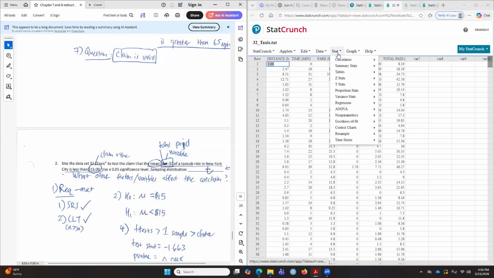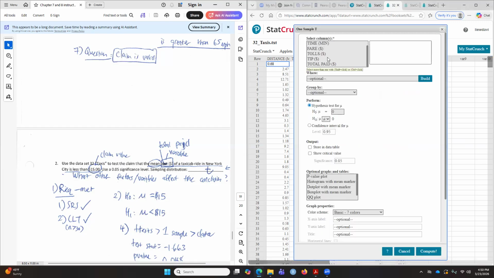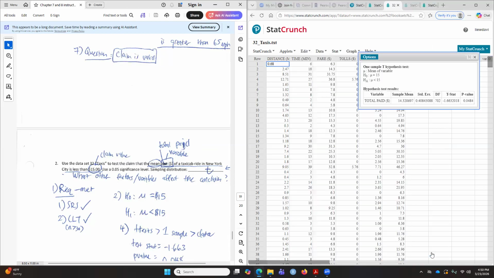So how do we do this? You go under Stat, T Stats, 1 Sample with data, because we have data, and we will be using total pay because the question is asking for total pay. Then you put in 15, which is your claim value that came from the claim statement. Make sure you select less than, because the question asked for less than. Once you hit compute, you will find that your null and alternative hypothesis statements match step 2 here.